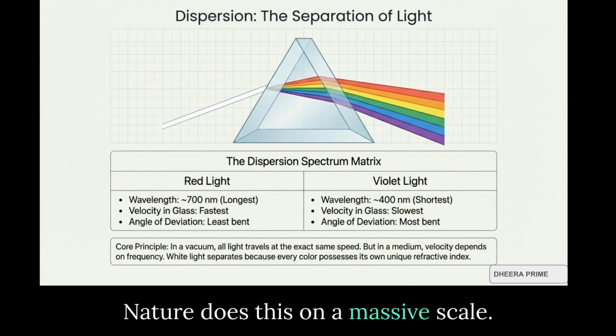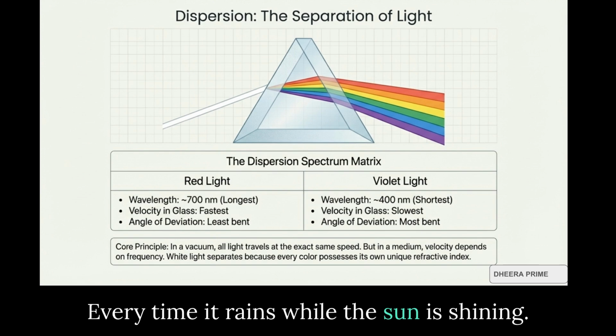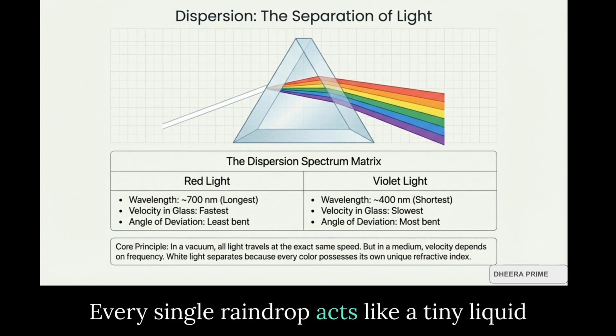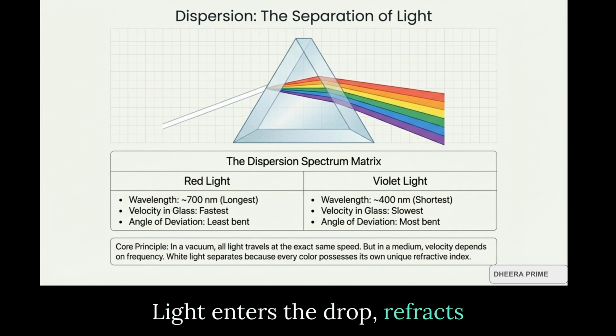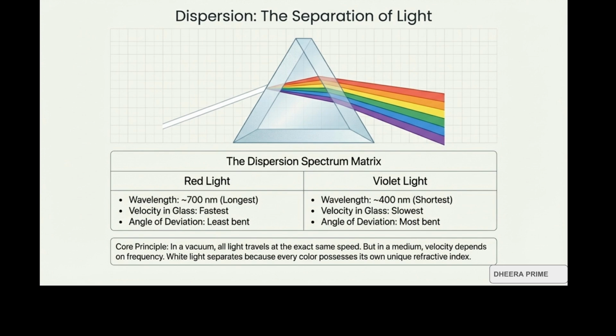Nature does this on a massive scale every time it rains while the sun is shining. Every single raindrop acts like a tiny liquid prism. Entry. Light enters the drop, refracts and disperses. Splits. Internal reflection. The colors hit the back of the raindrop and bounce back. Exit. The colors exit the drop, refracting again and spreading even wider before hitting your eyes. You are seeing millions of tiny prisms working together to paint the sky.